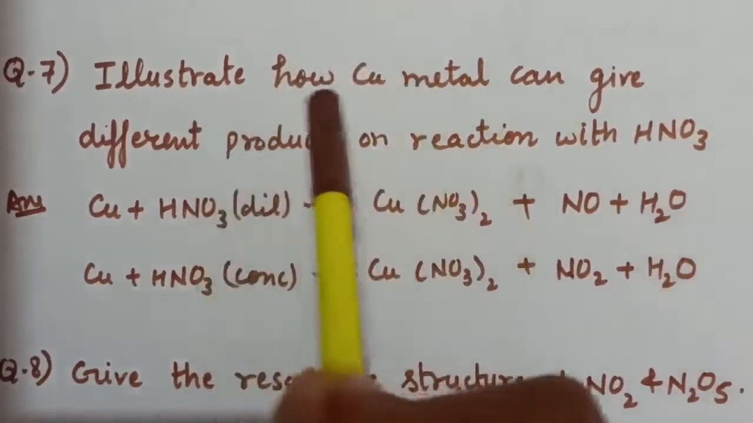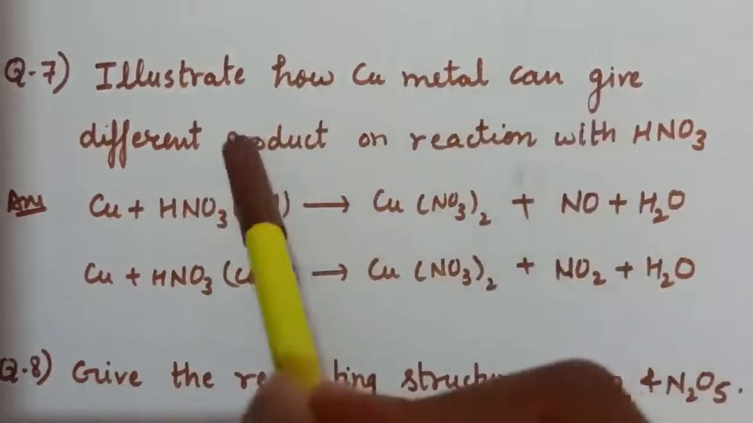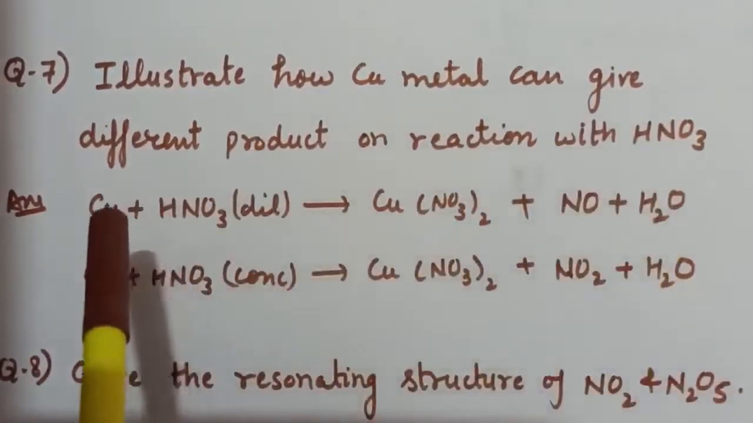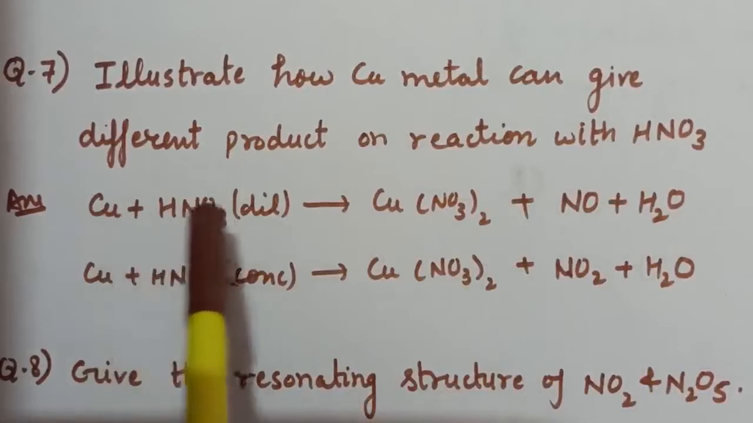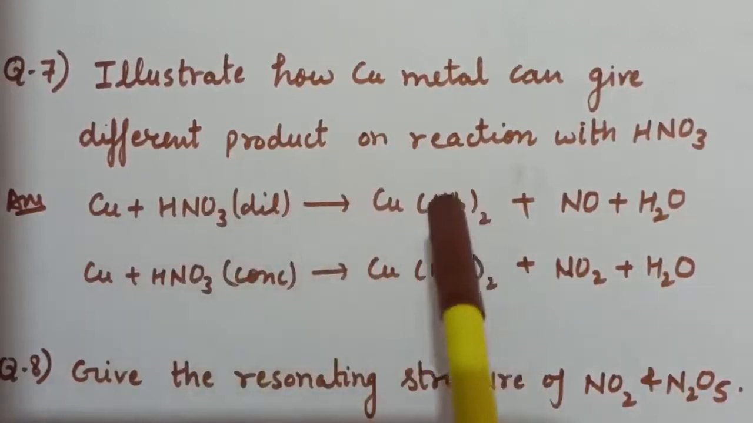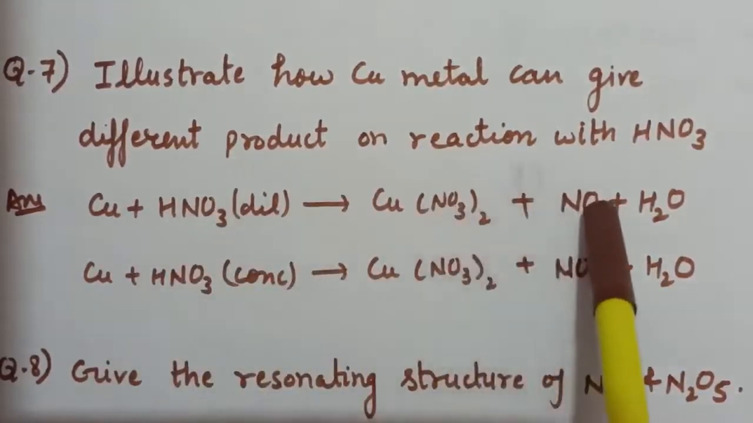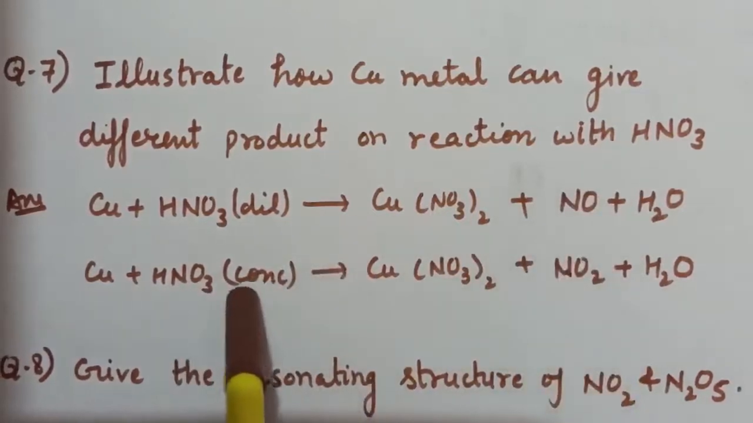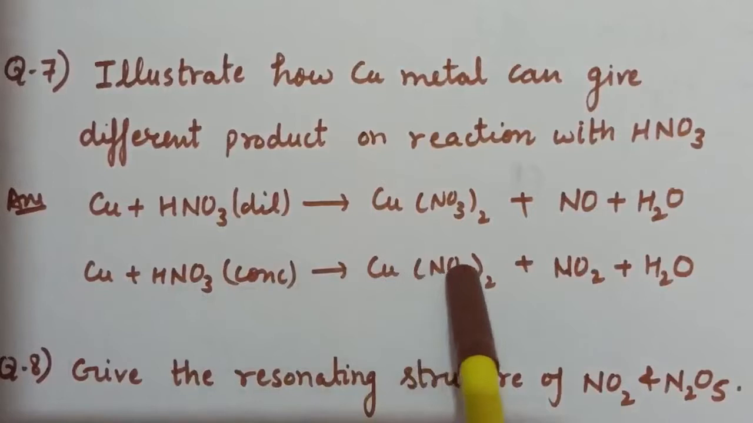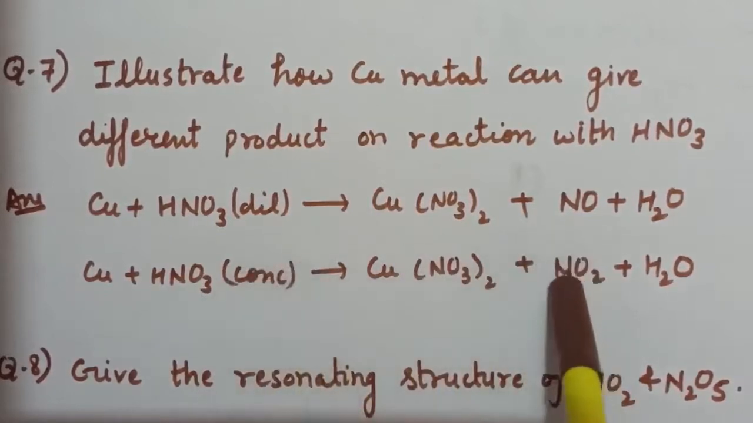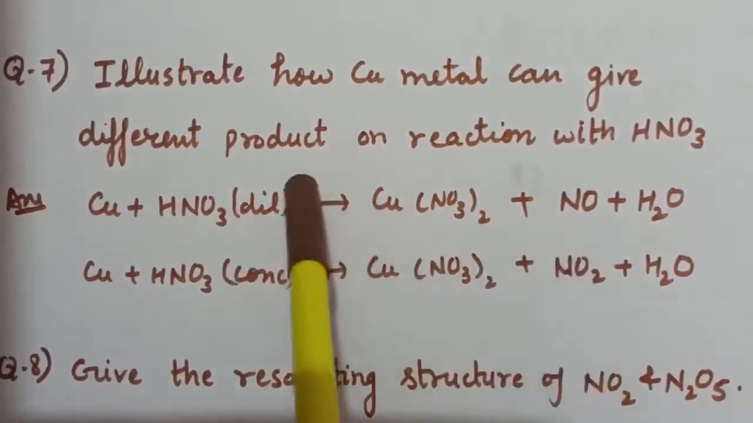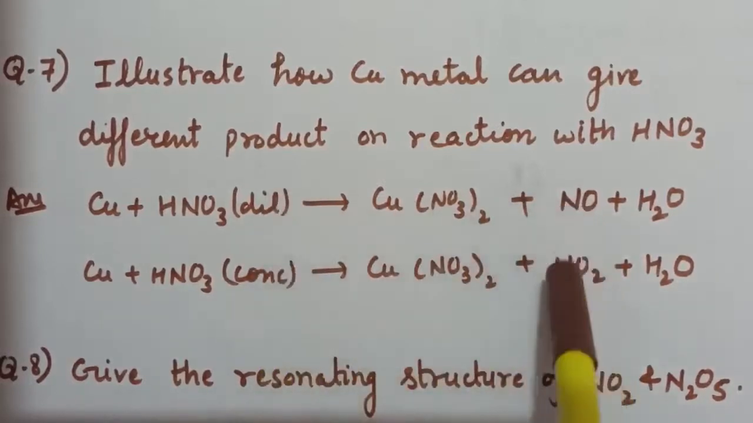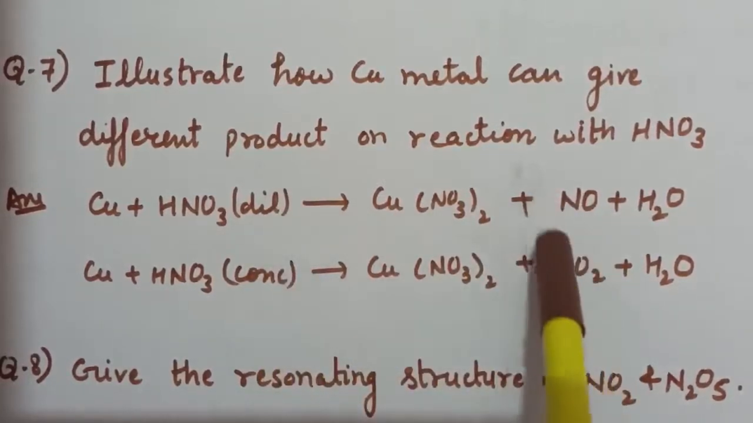First question is, illustrate how copper metal can give different products on reaction with HNO3. And the answer is, when we treat copper with dilute HNO3, the product is copper nitrate and nitrogen monoxide is formed. But when we use concentrated nitric acid, the product is again copper nitrate, but in this case nitrogen dioxide is released. So depending upon the concentration, we have different oxides of nitrogen in these two reactions.